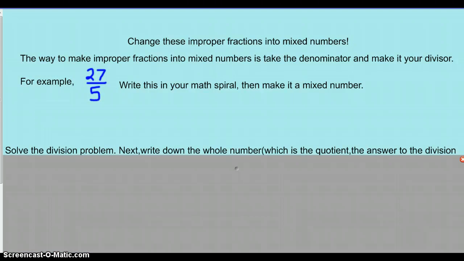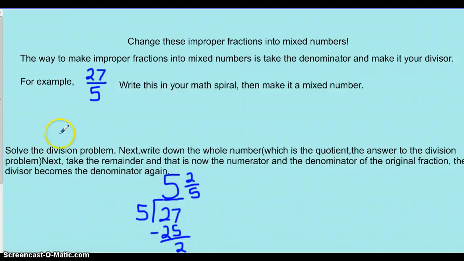Try another one. Take your denominator, make it your divisor. Pause the video now and write this in your math spiral. Then make it a mixed number. Check when you're done. How'd you do? I took my denominator, made it my divisor. I took my numerator, made it my dividend.